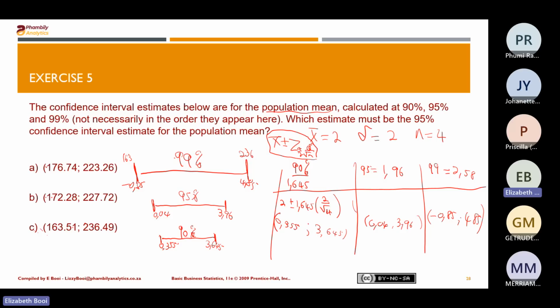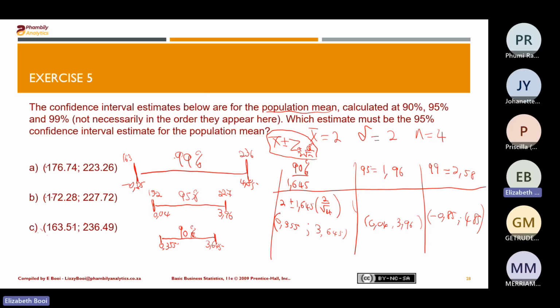And within the 163, there is 176, or 72 actually. 172 will be somewhere inside. So that will be 172, and 272 to 227 is lower than 236. So it will be here, 227, and 176 is somewhere here.